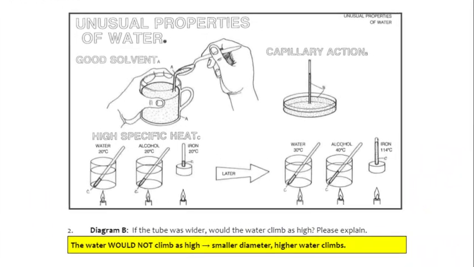Question number 2, if the tube was wider, would the water climb as high? Negative. The water would not climb as high because it's a direct correlation: the smaller the diameter of the tube, the higher the water would climb.